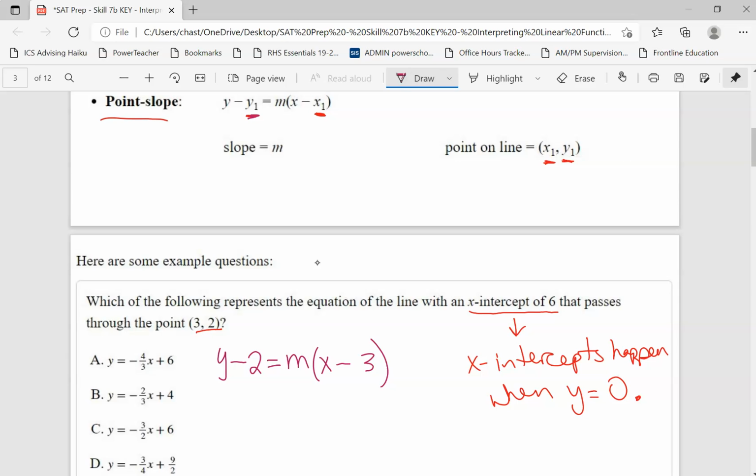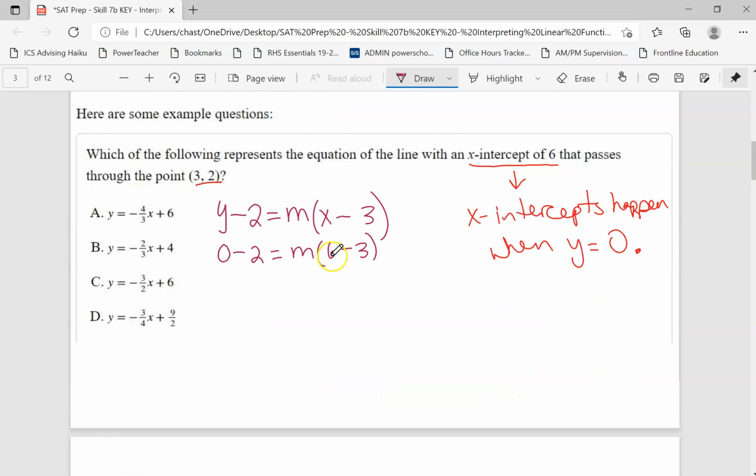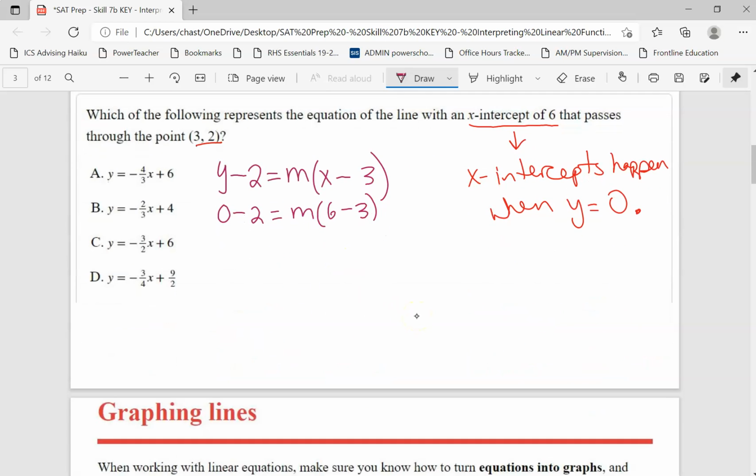So I'm going to replace that on here. So y is 0, x will be 6. And we're going to use that to find our slope. So negative 2 equals, let's see, 6 minus 3 here is 3, so 3m. Divide by 3, and we have a slope of negative 2/3. That eliminates the first one, third one, and the fourth one. Okay?